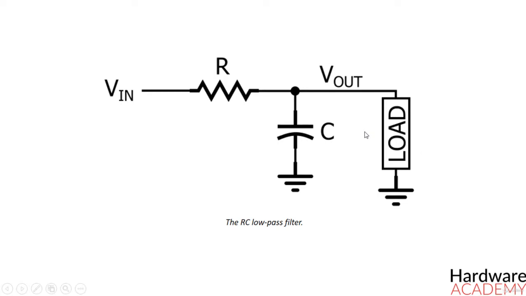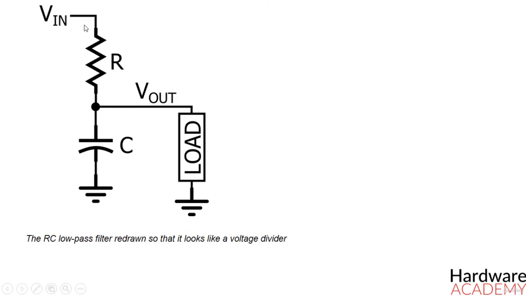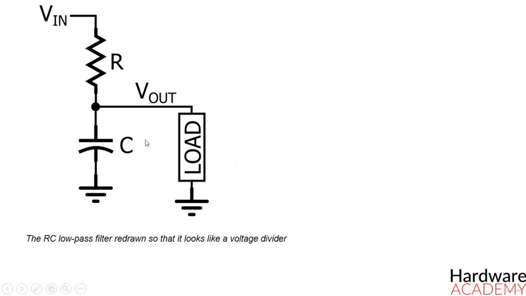We can intuitively analyze the filtering action of the RC low-pass topology if we recognize that the resistor and the capacitor form a frequency-dependent voltage divider. When the frequency of the input signal is low, the impedance of the capacitor is high relative to the impedance of the resistor. As a result, most of the input voltage is dropped across the capacitor and across the load, which is in parallel with the capacitor.